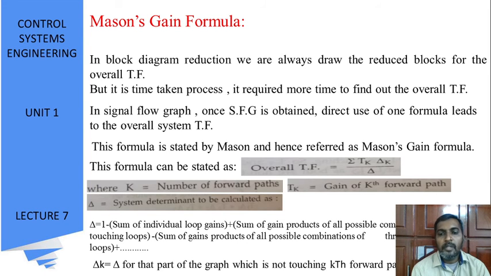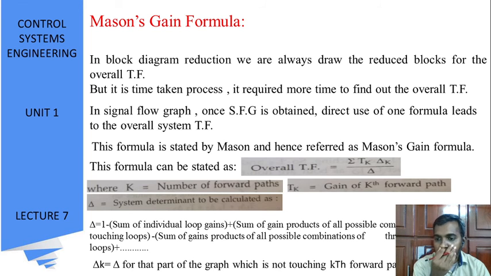This formula can be represented as: overall transfer function equals sigma Tk into delta K by delta, where K is the number of forward paths, Tk is the gain of the kth forward path, and delta is the system determinant to be calculated.